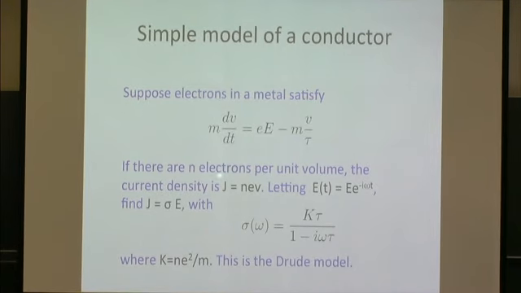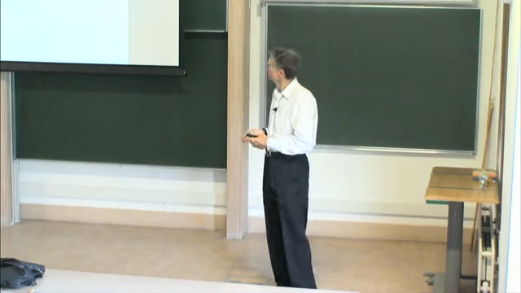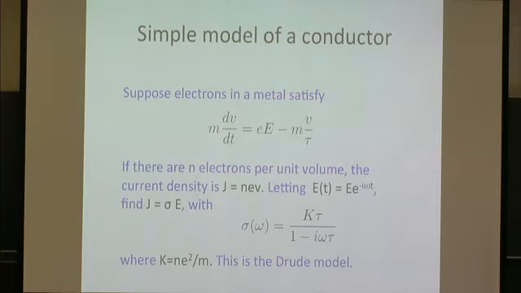If you assume that there's n electrons per unit volume, the current is just n times the charge times the velocity. Applying an oscillating electric field, you can easily solve this for the velocity, compute the current, find that it's proportional to the electric field, read off the conductivity now as a function of frequency, and you get this formula. A constant k times tau over 1 minus i omega tau, and k is just proportional to the number density of electrons. Okay, this is the oldest model of a conductor, very standard thing in condensed matter physics.